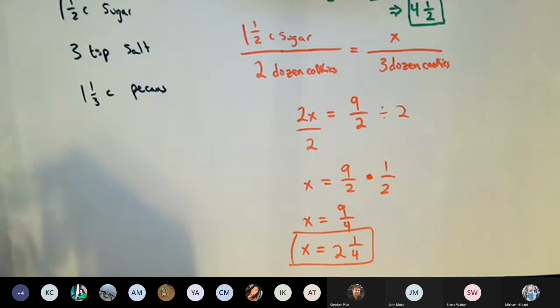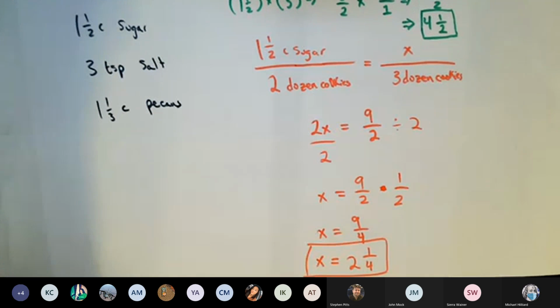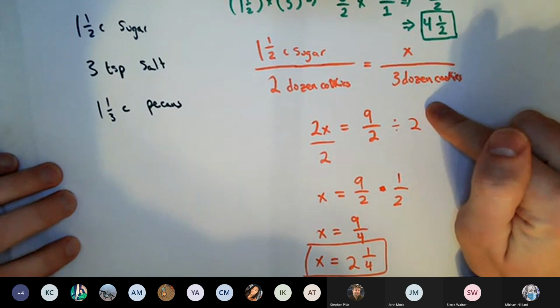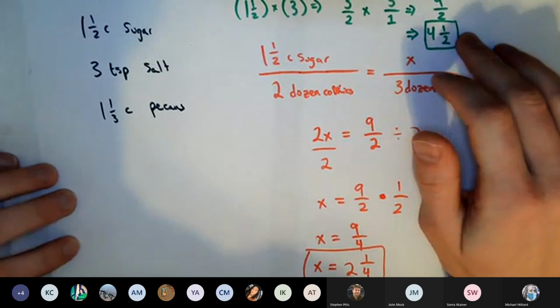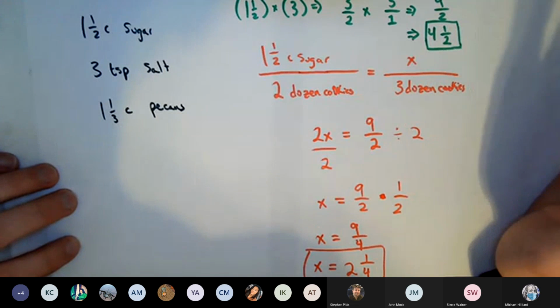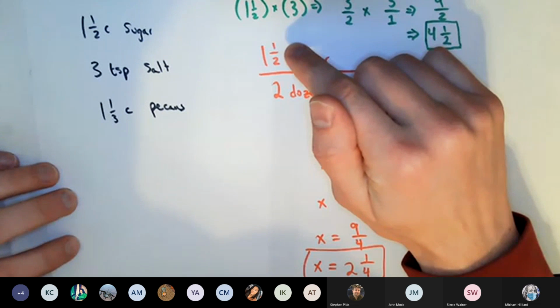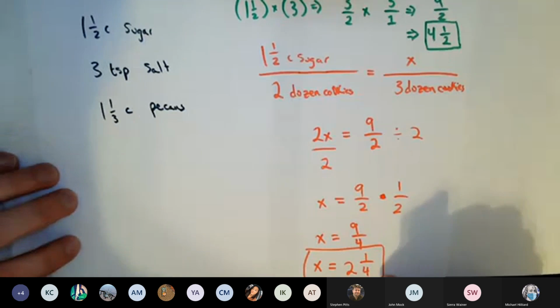Okay. So if you thought about this differently and you thought like, well, if I need 1 1/2 cups of sugar for 2 dozen cookies, and I'm scaling up to 3 dozen cookies, then I'm increasing this by 50%, like increasing it by half, then if that makes sense to you, that's great. Like if you're thinking, okay, this is 3 halves, so half of that would be 3/4, and I'll add that on, and that'll give me this.